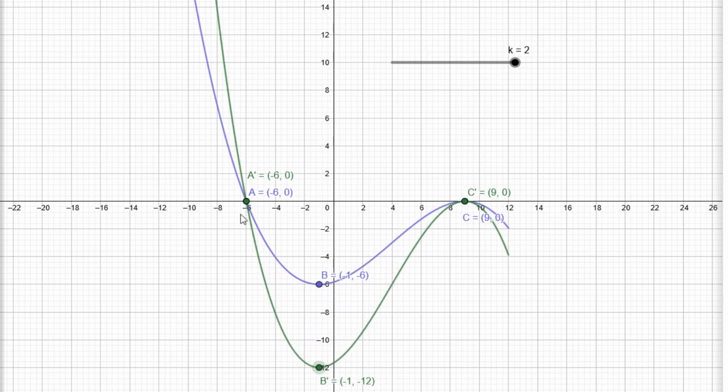And we can see that the point A has stayed in the same place because its x-coordinate is still negative 6 and its y-coordinate has been doubled from 0 to 0. And the same thing will happen to C. But the point B, which was originally at negative 1, negative 6, has now moved down to negative 1, negative 12.